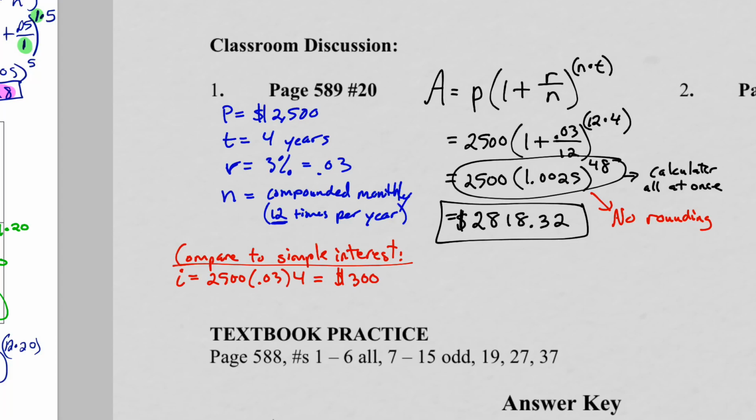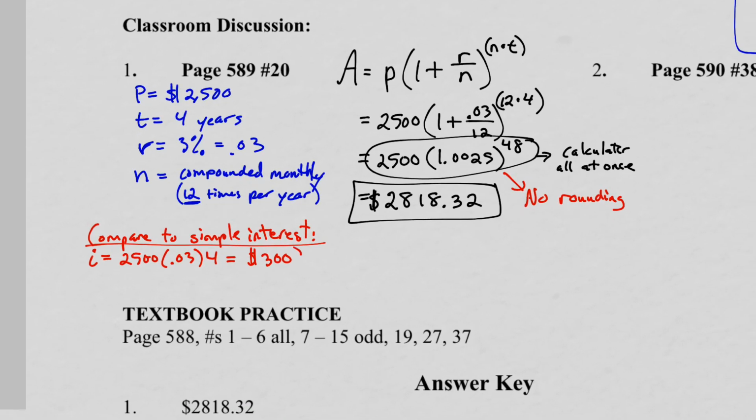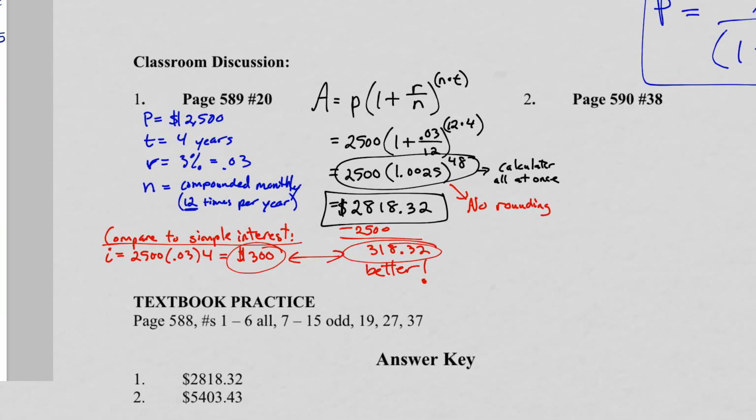Okay. So how much did she make over here? If you subtract the 2,500, she actually made $318.32. So as you can see, this one's better. Okay, compound interest is definitely better than simple interest.